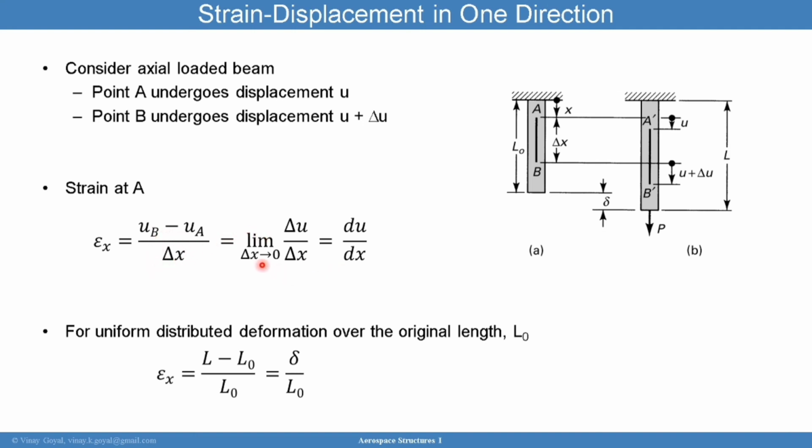I'll take the limit as delta x goes to 0 since I want to look at the vicinity of A, right in the vicinity. And what you get is that the strain epsilon x equals du dx. If you have a uniformly distributed deformation over the original length L, you can measure the length L after the loading is applied, minus the original length without the load, divided by the original length, and you will get the strain, which is basically an average strain over this whole bar.